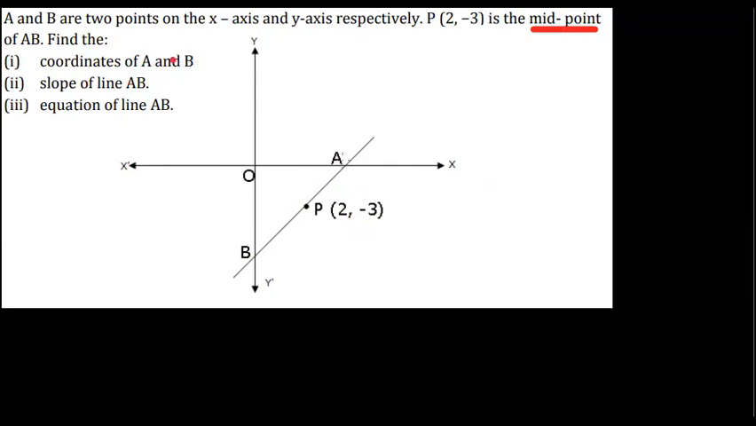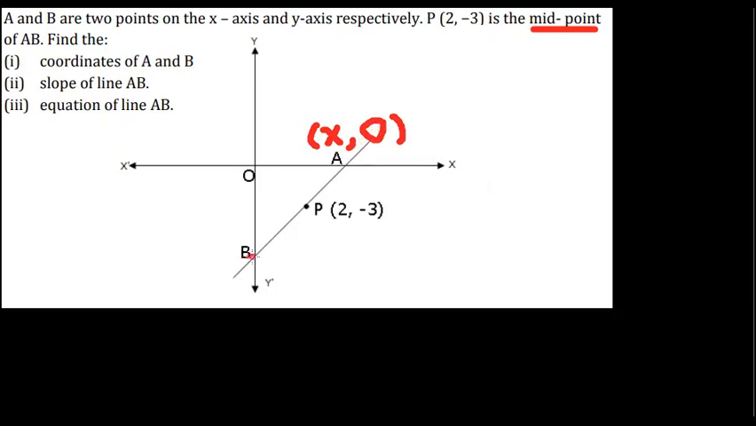The very first important thing we realize from the graph itself is that A is on the x-axis. A is a point on the x-axis. So it will have some x-coordinate, but its y-coordinate will be zero. Since it's a point on the x-axis, all points on the x-axis have a y-coordinate zero. So the coordinates of this A will be some x value, comma, zero.